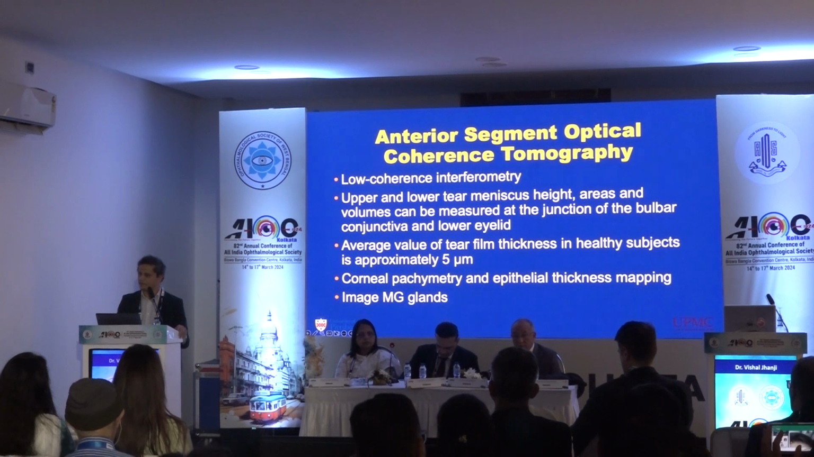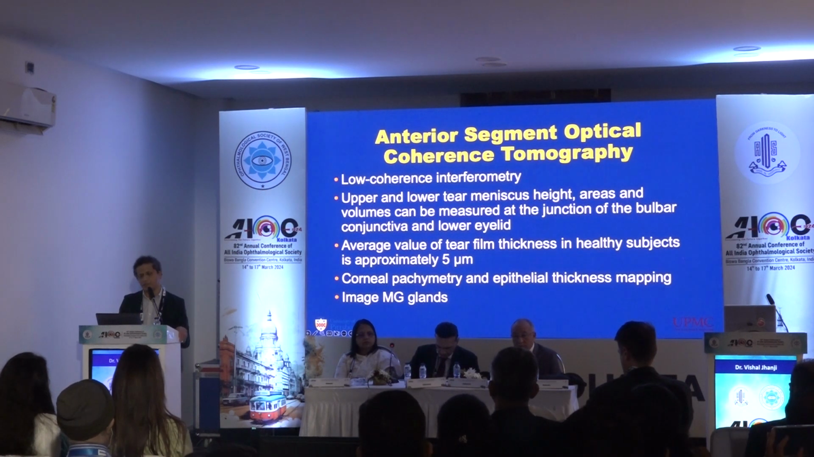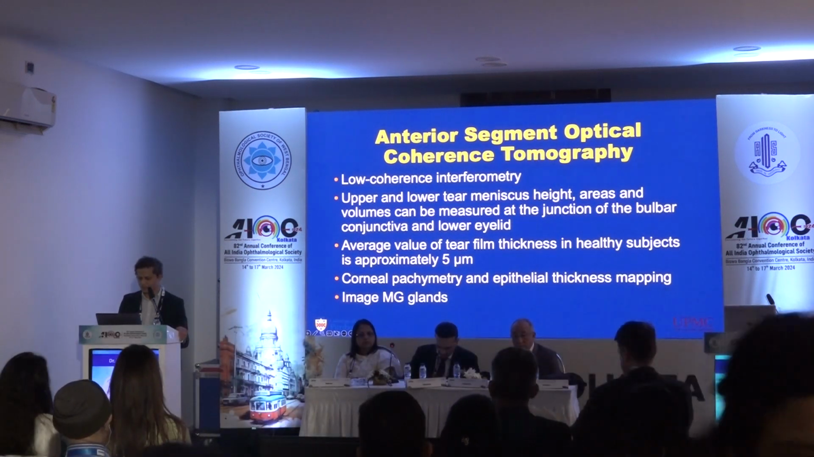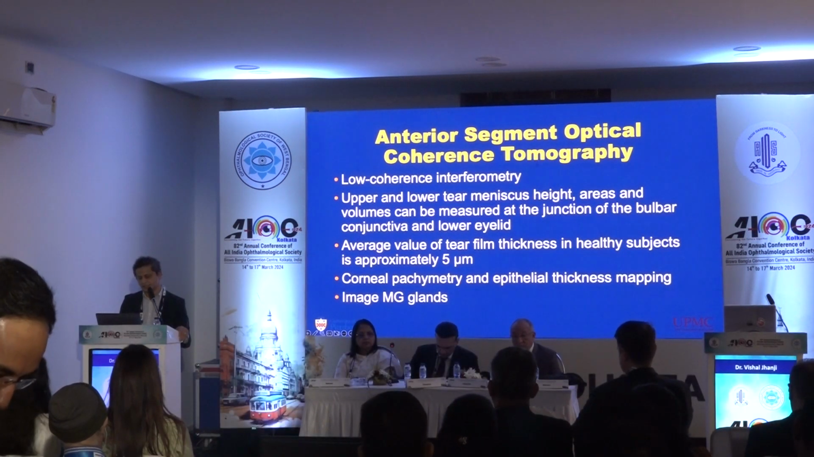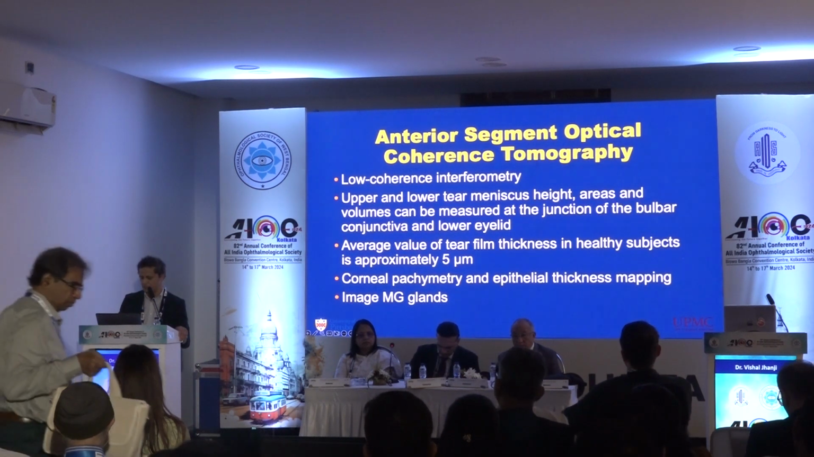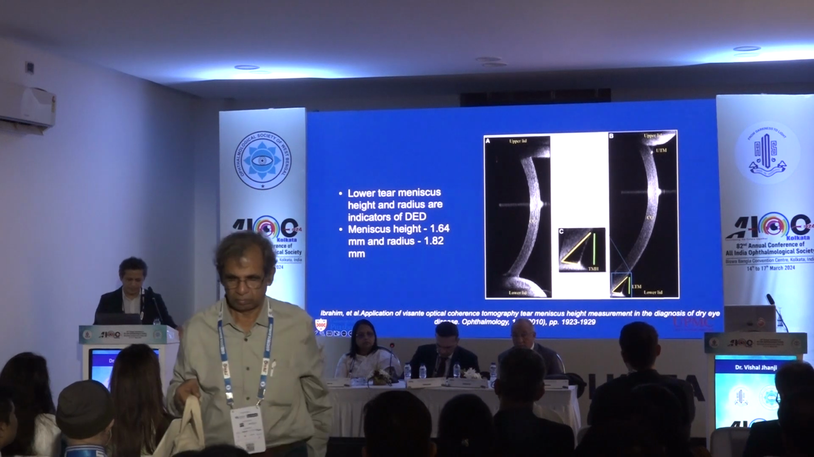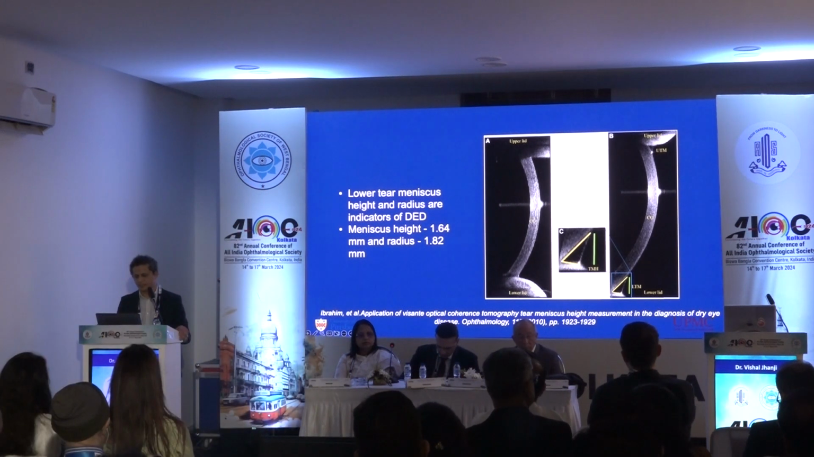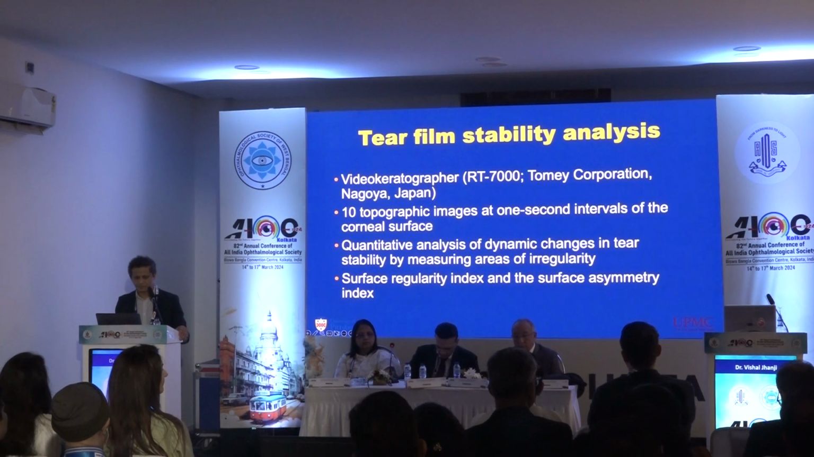In addition to that, of course, you will get an idea about the corneal pachymetry and epithelial thickness mapping, which is gaining more importance, especially in drug toxicity related dry eye nowadays. And of course, you can use the same anterior segment OCT to image the meibomian glands. Again, a picture showing how you can look at the lower tear meniscus and look at the height and the radii in different patients' eyes.